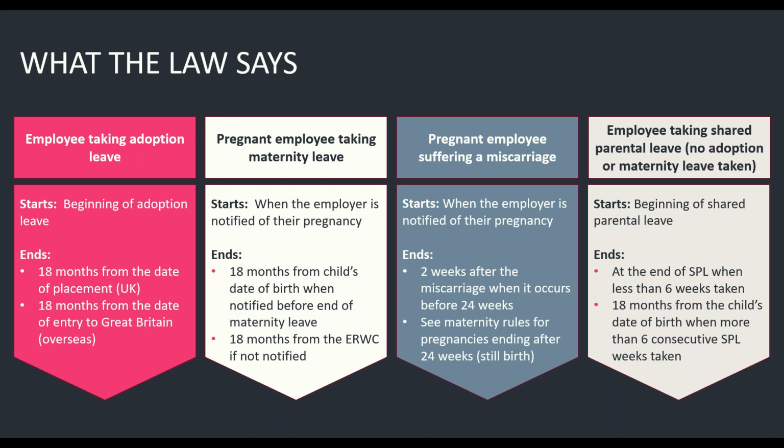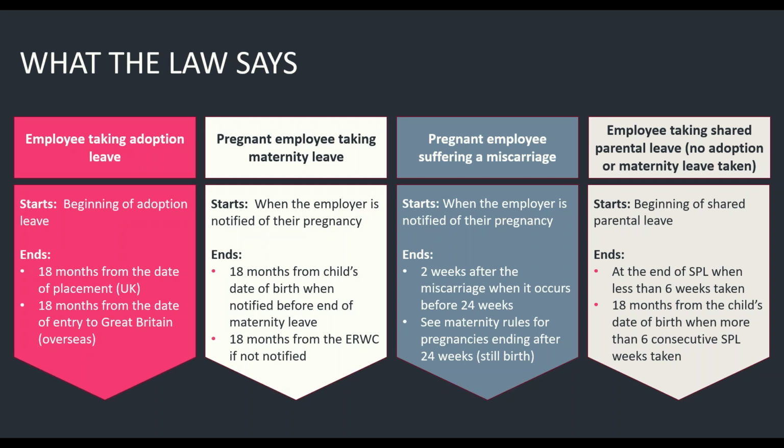Now, if the situation was to occur after 24 weeks of pregnancy, it's not deemed as a miscarriage, it's stillbirth, and you'll know from existing maternity rules that when somebody has a child early, so any time from 24 weeks, then maternity leave commences. So in this situation, the protection period began when you were notified of the pregnancy, and you then move into the rules for as if they've taken a period of maternity leave, so the second box along.